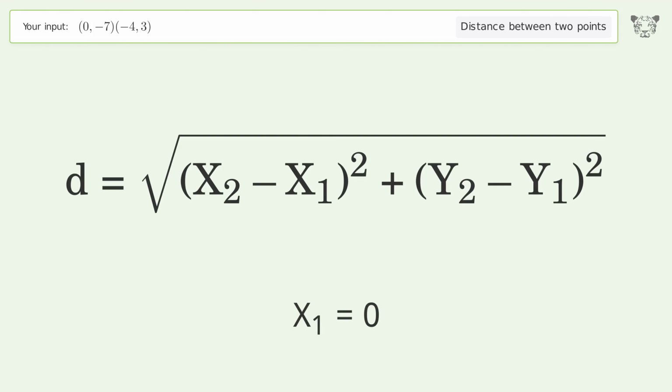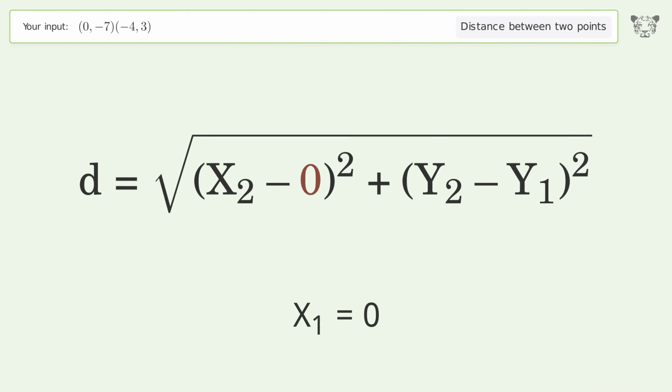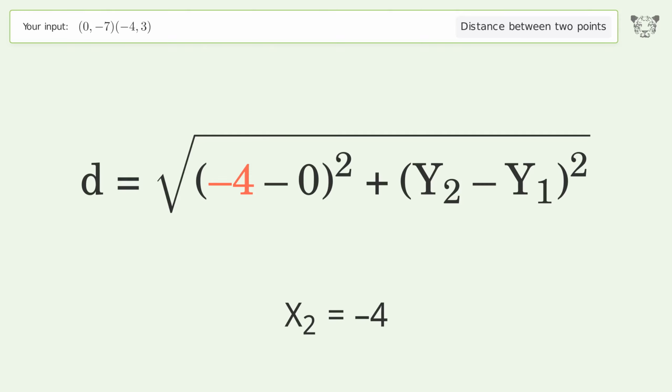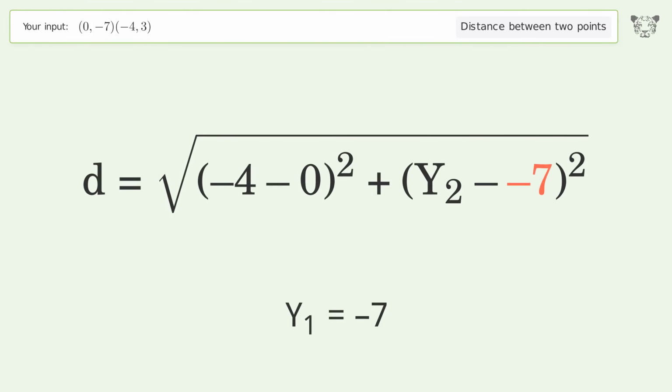x1 equals 0. x2 equals -4. y1 equals -7. y2 equals 3.